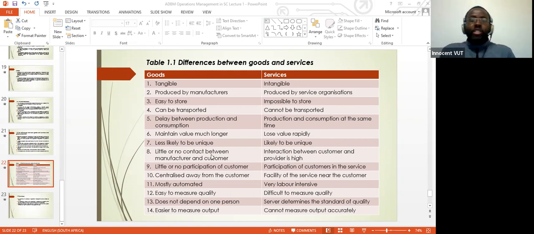Okay, restaurants provide services and goods also. What you buy and go and eat, it's a good. And then the services that they provide there, when you go, you're provided with services. So you can say restaurants provide both a service and a tangible product. Okay, thank you for that.